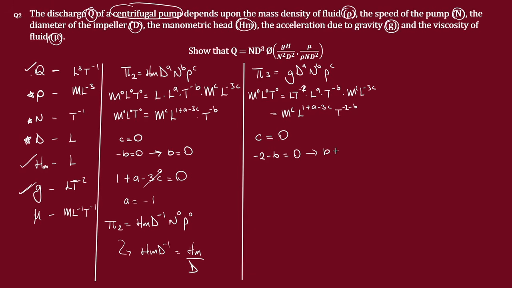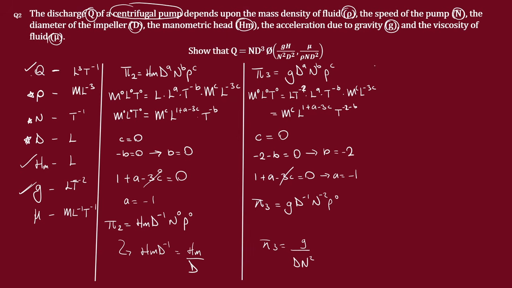So that means b is equal to negative 2. And solving for a, 1 plus a minus 3c is equal to 0. c is equal to 0, so that means a is equal to negative 1. Okay? Substituting these guys in, so pi 3 is going to equal g, so d is raised to power a, so that's d to the minus 1. n is b, so that's n to the minus 2. And rho is to 0, so that means pi 3 is going to be g over d n squared.